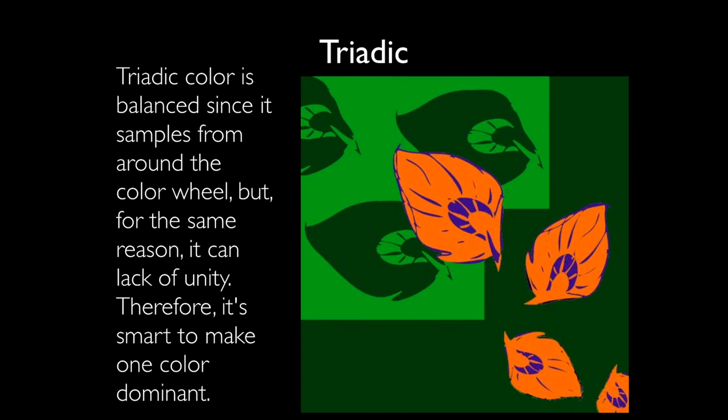Triadic color is inherently balanced because it comes from a triangle. It samples from around the color wheel. It feels very stable, but because, again, it is all over the color wheel, it can potentially lack some unity. So once more, it's very smart to make one color more dominant than the other colors.